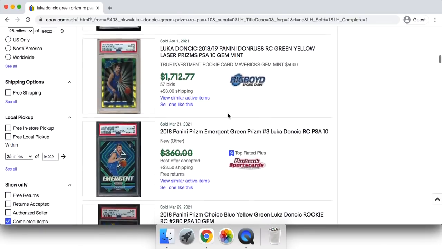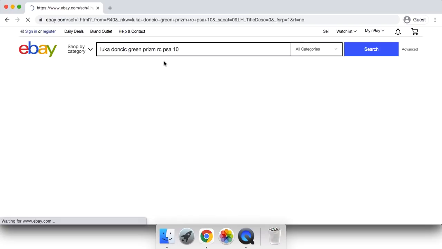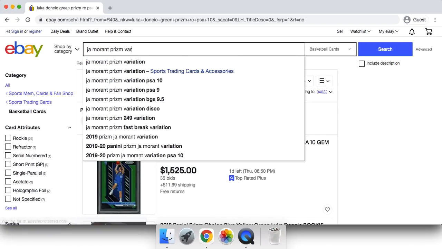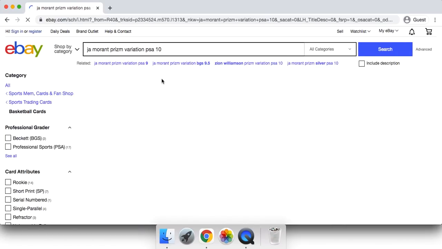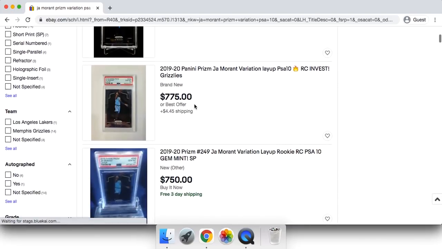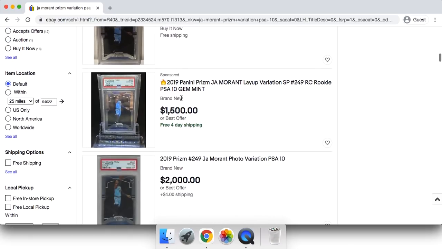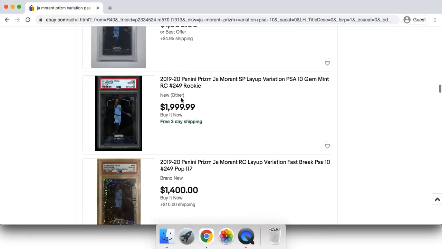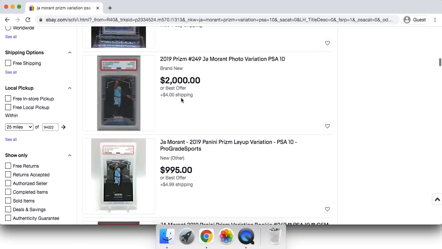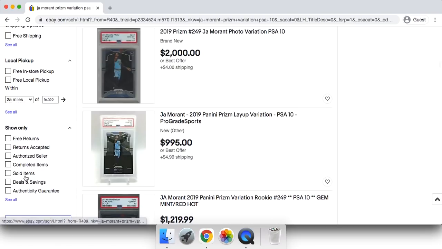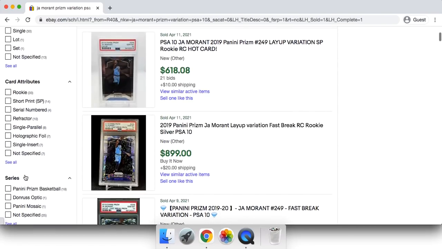And where I personally see a lot of opportunity right now is going for variations. I know some draft classes did not have variations, but the 2019 draft class had prism variations, and these cards are much, much lower pop compared to the base prisms, and they don't hold a crazy premium. Of course, they do hold some sort of a premium over the base, but I think that this gap is really going to widen over the next few months.